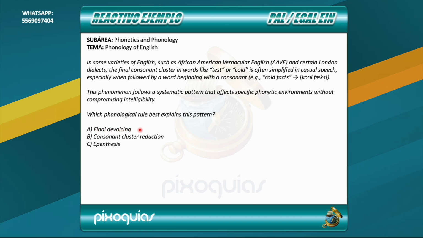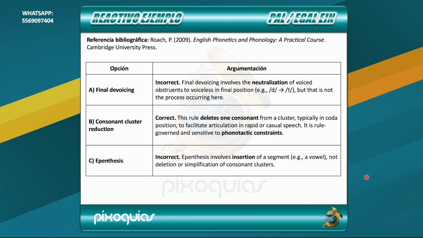A. Final voicing. B. Consonant cluster reduction. Or C. Epenthesis. Correct answer is B. Consonant cluster reduction. This rule deletes one consonant from a cluster, typically in coda position, to facilitate articulation in rapid or casual speech. It is rule-governed and sensitive to phonotactic constraints.